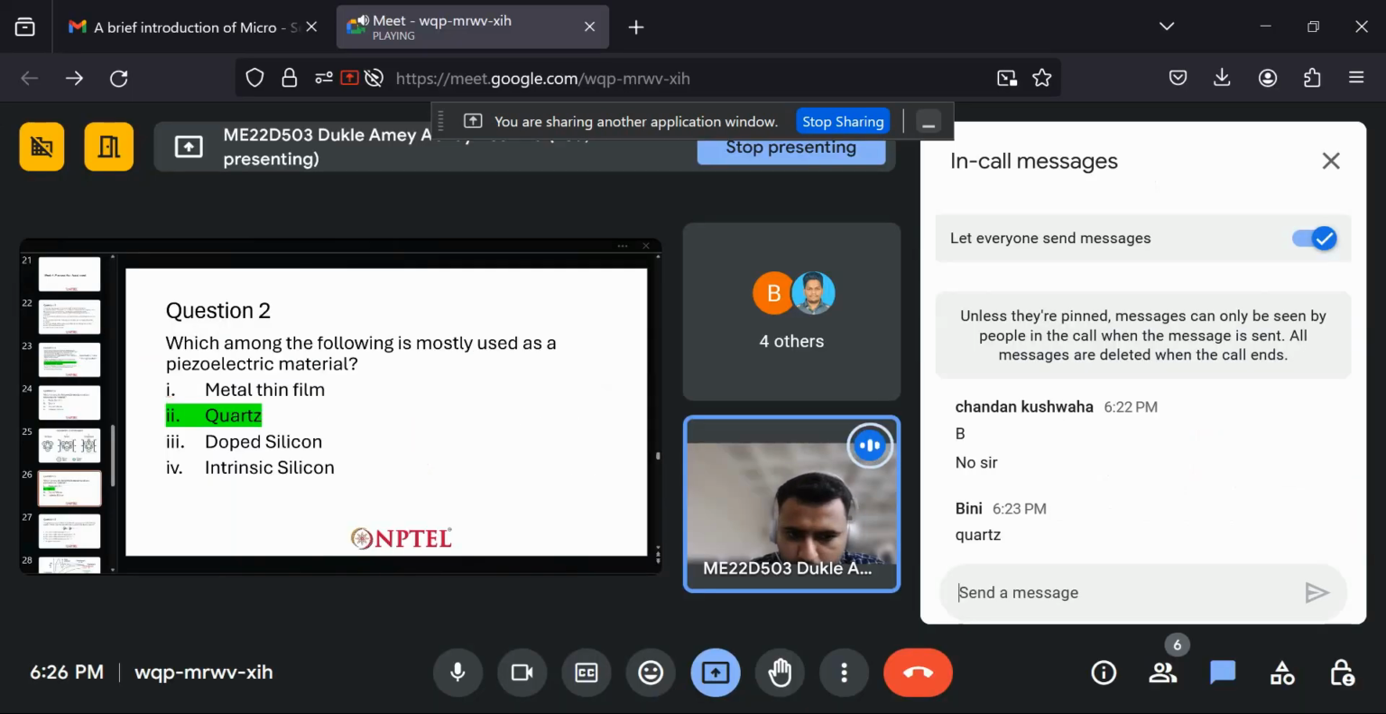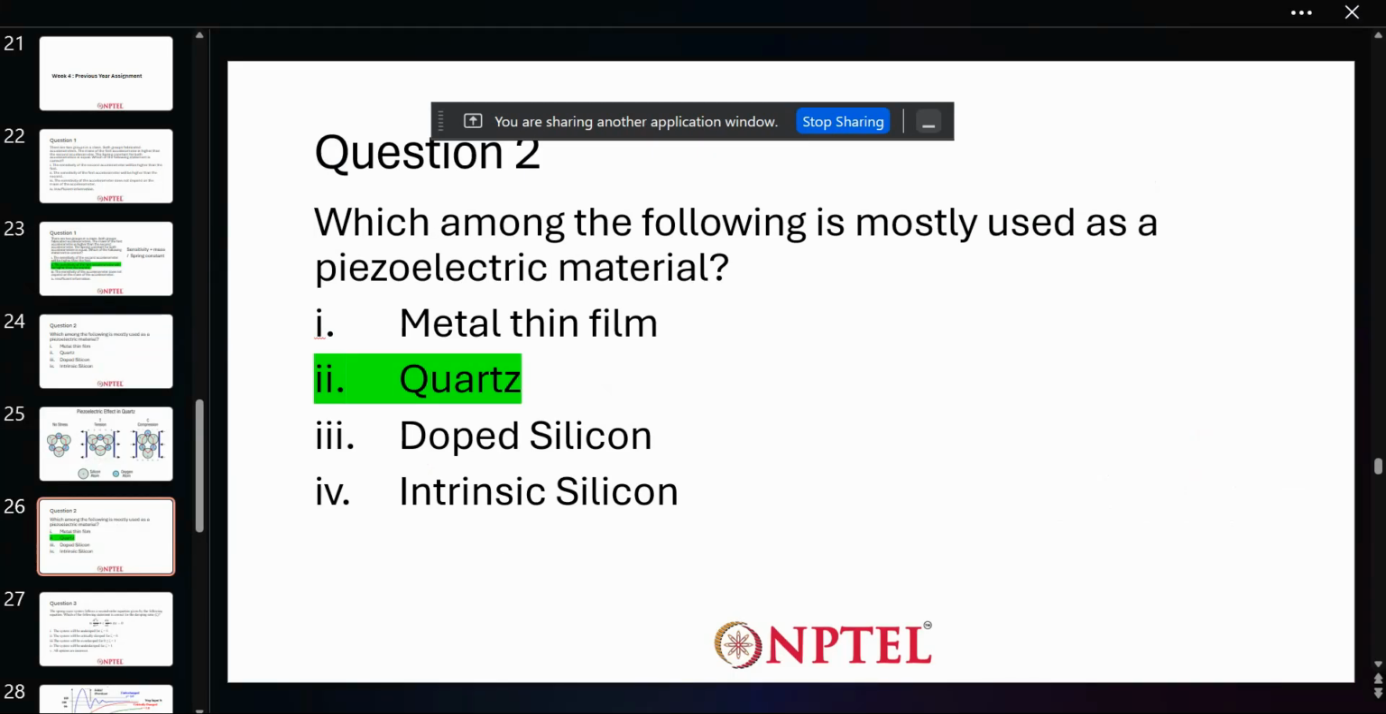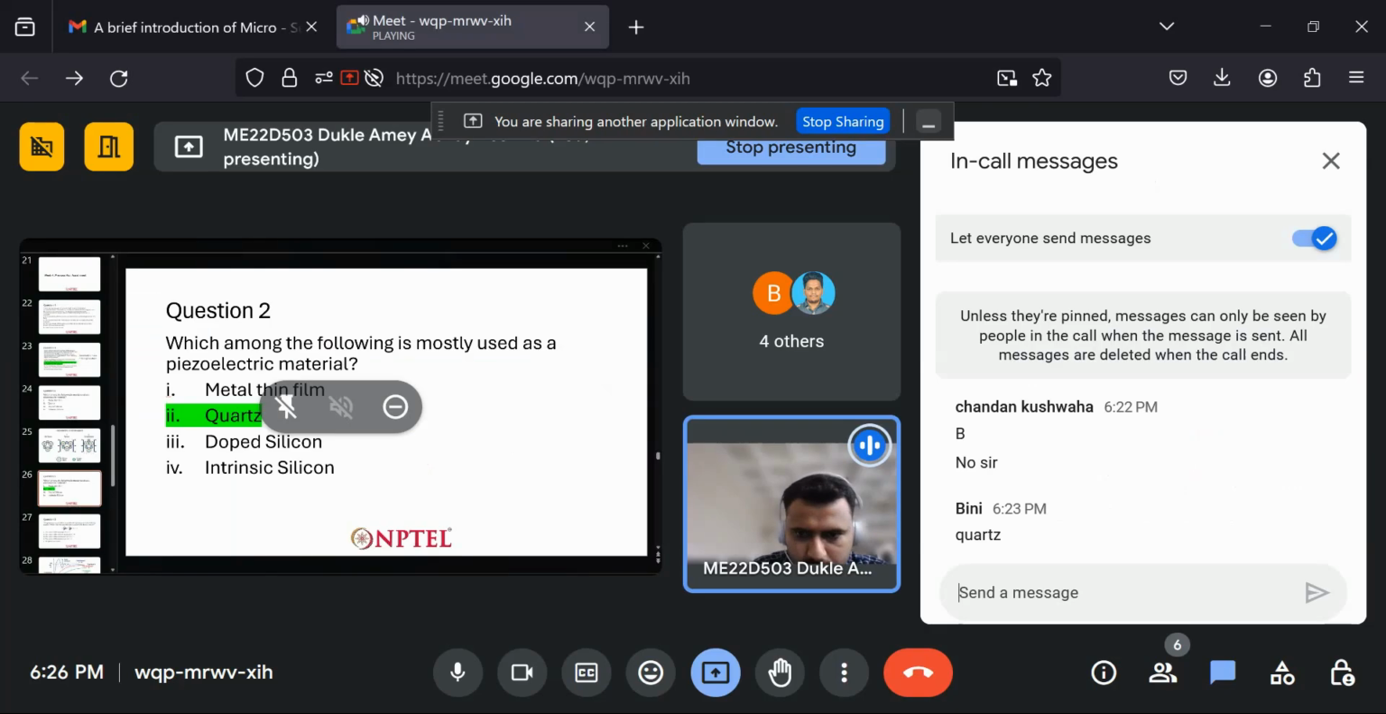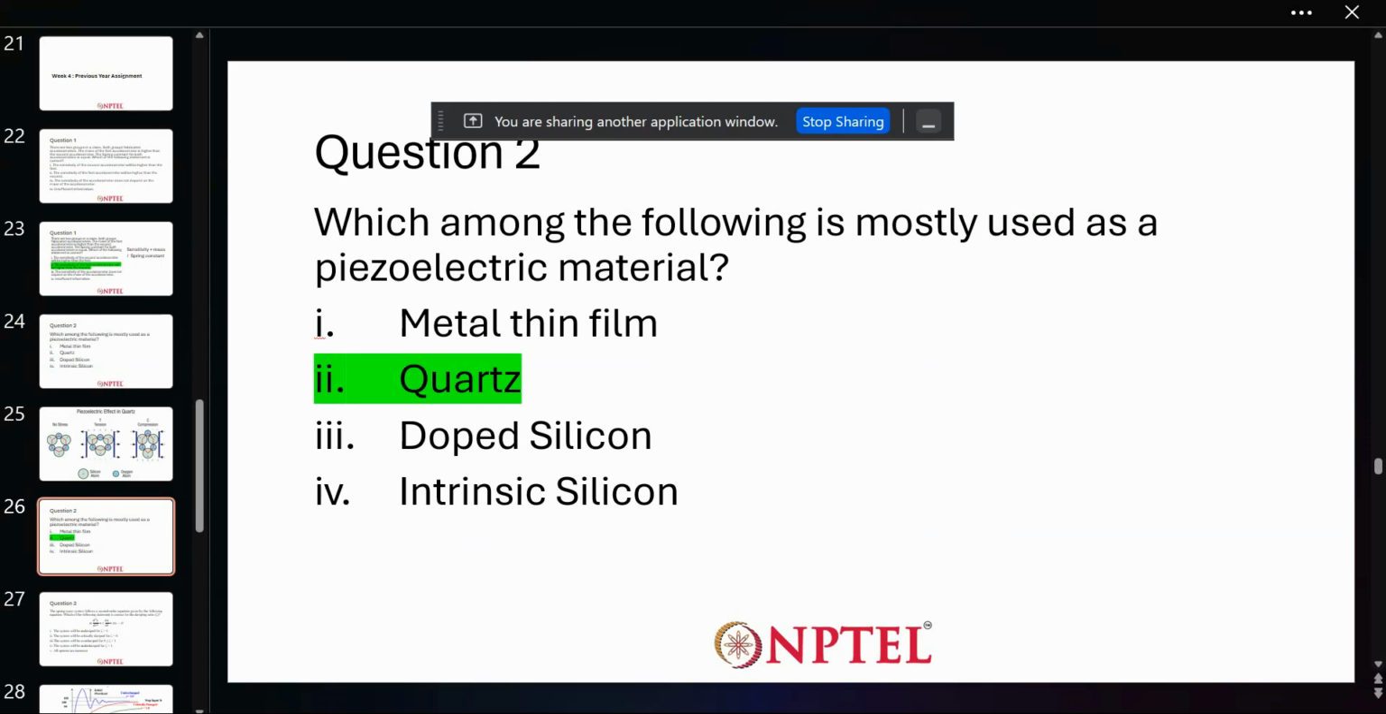I hope I was clear with my explanation. So any questions? If not, I'll move to the third question. I think everyone has understood the concept, so I'll move to the next question.